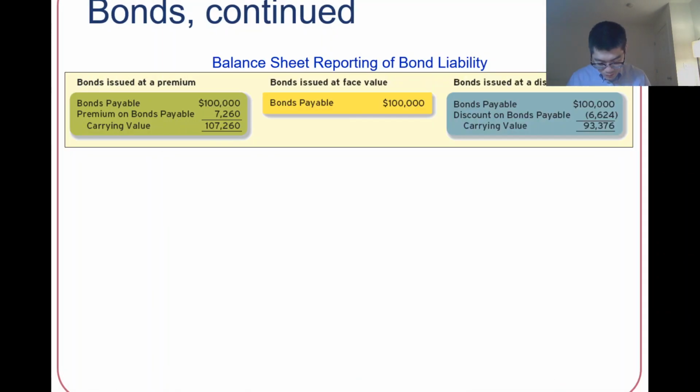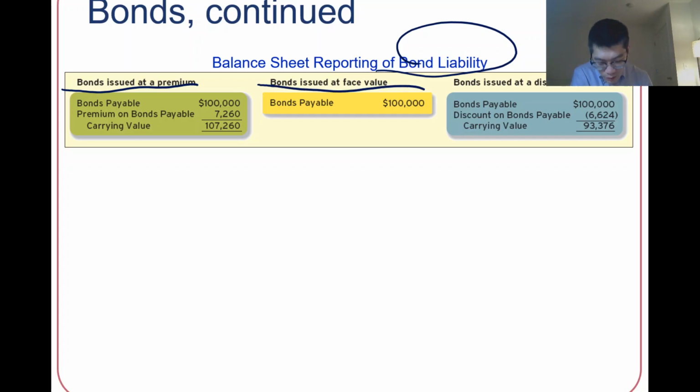Then there is balance sheet reporting of bond liabilities. Sometimes bonds can be issued at a premium, which means the money you receive will be more than the bond face value. Sometimes bonds will be issued at face value, exactly the same amount that is stated on the bond paper, the contract. And bonds can be issued at a discount, which means you're issuing, for example, this $100,000.